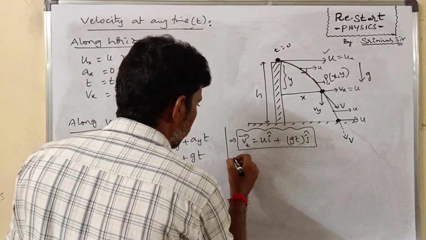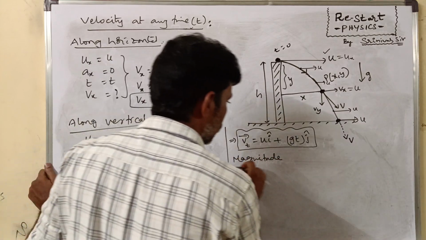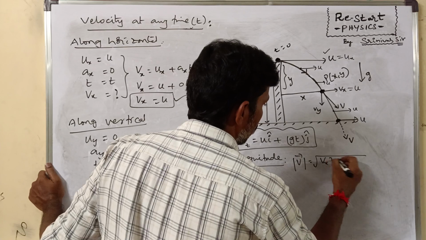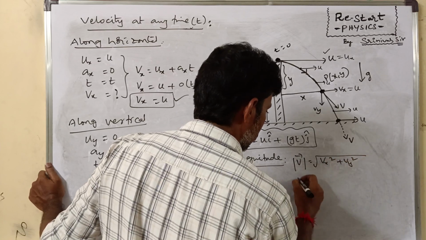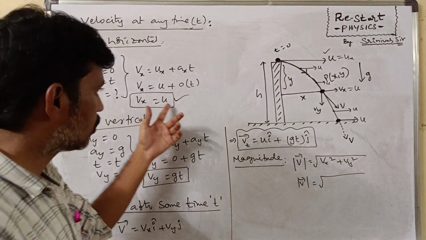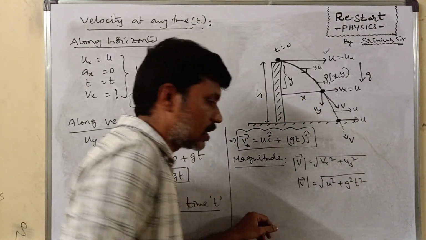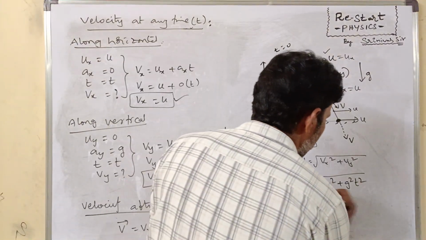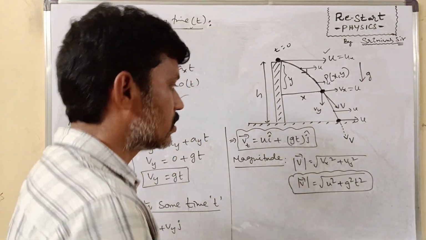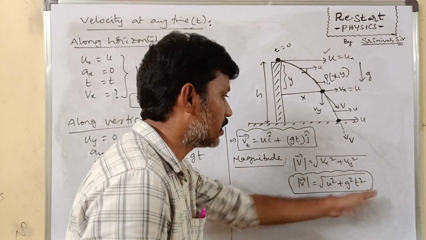Next, the magnitude of velocity. Magnitude is nothing but the modulus. Modulus of v bar is equal to square root of vx square plus vy square. Vx square is u square, and vy square is g square t square. So it is square root of u square plus g square t square. This is the magnitude of the velocity after time t, or at any time t.